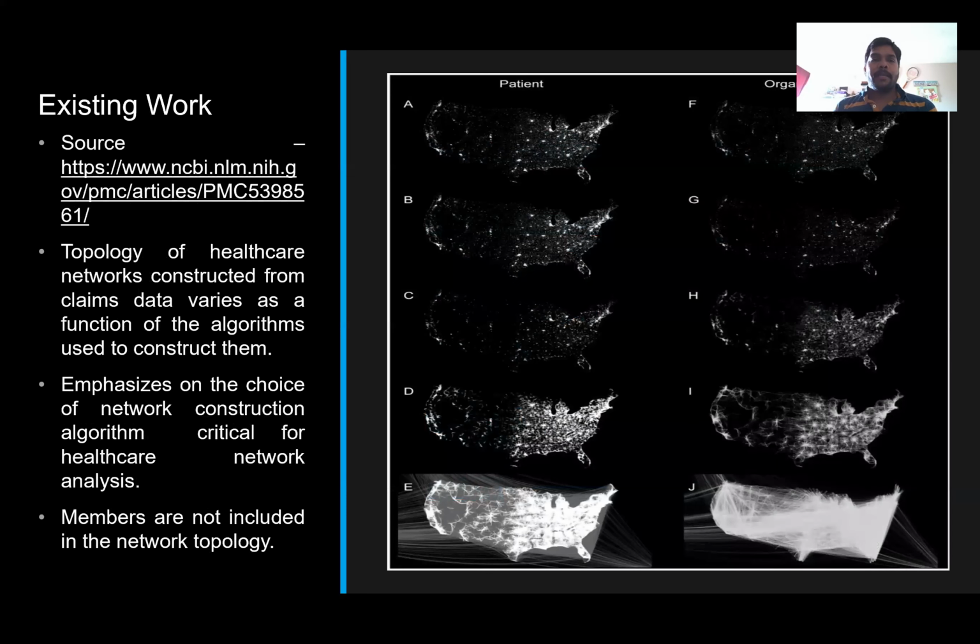Another work I read about before doing this project is this one. In this paper, the topology of the healthcare networks constructed from claims data is shown to vary as a function of the algorithms which are used to construct them. So this work emphasizes that the choice of network construction algorithm is critical for healthcare network analysis. Again, in this work also, only providers are considered as nodes and not the members.